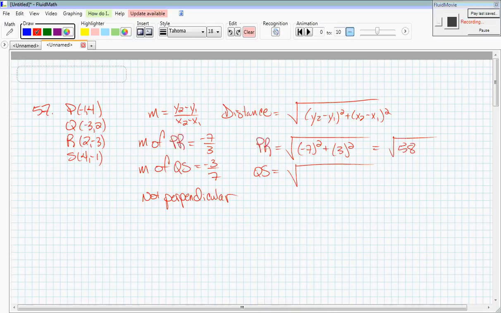Don't worry about reducing it. We're only looking to see if these are the same. For QS, we have the rise, negative 3 squared, plus the run squared, x2 minus x1, 7 squared. Again, we have 9 plus 49, so we have the square root of 58. So we have diagonals that are not perpendicular, but they are congruent. So this is, in fact, a rectangle.